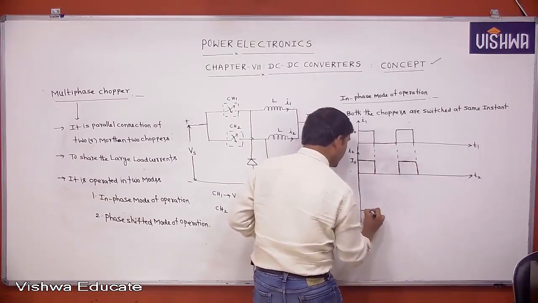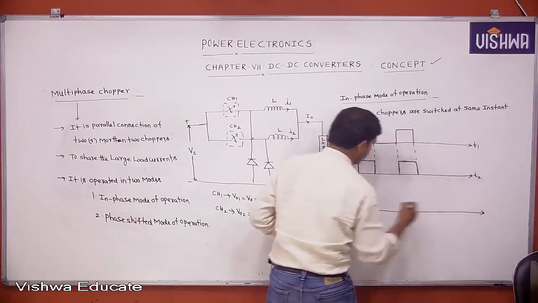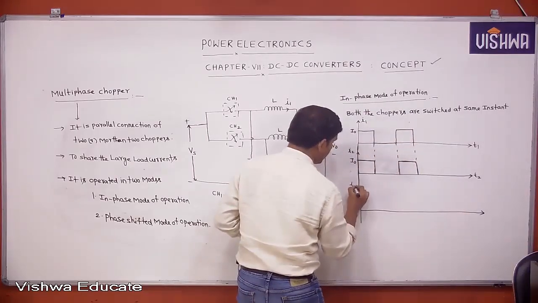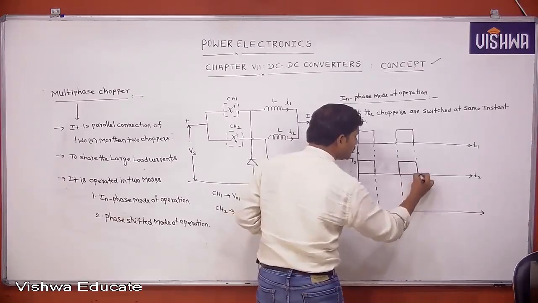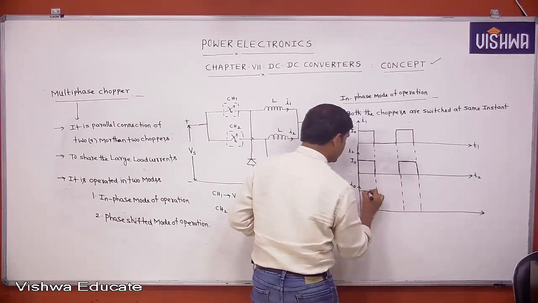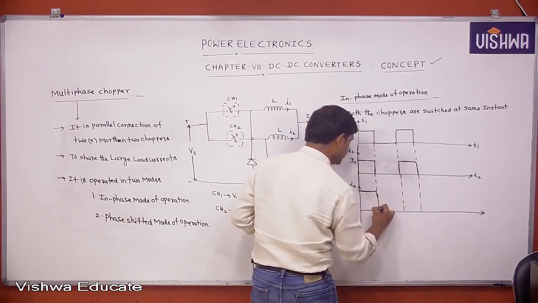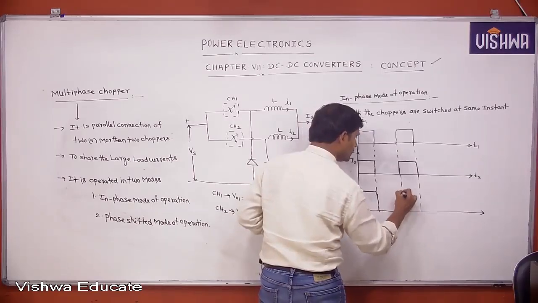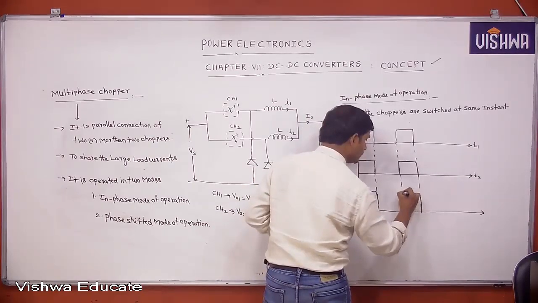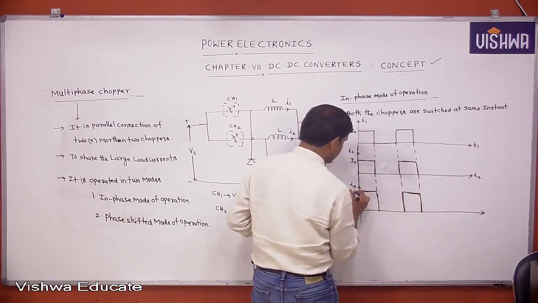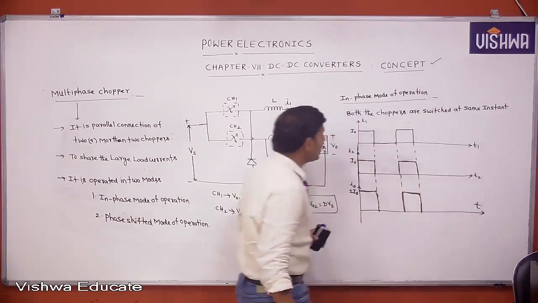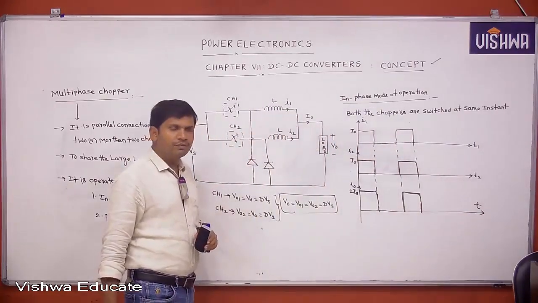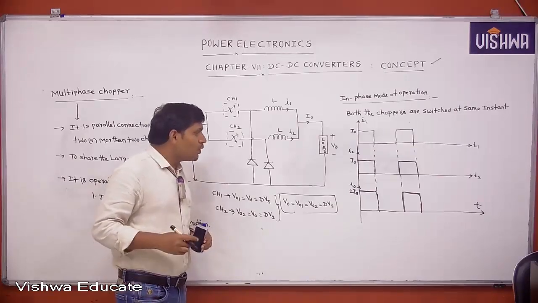Then the resultant current I0 equal to... both the choppers are switched at the same instant. Then this is 2I0. This mode of operation is nothing but the in-phase mode of operation.